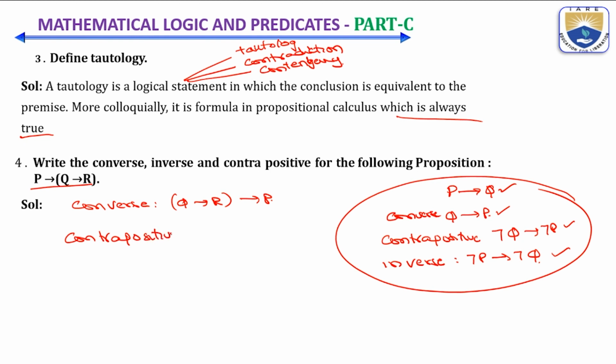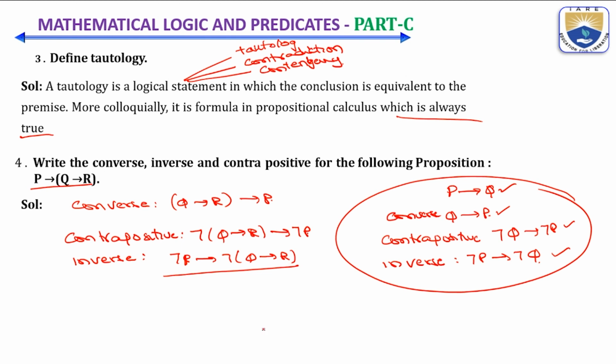For the contrapositive, the given implication and its contrapositive are both equivalent. In the place of Q we have Q to R, so negation of Q to R, then negation P. This is known as the contrapositive for the given proposition. And the inverse is negation of P then negation of Q to R.